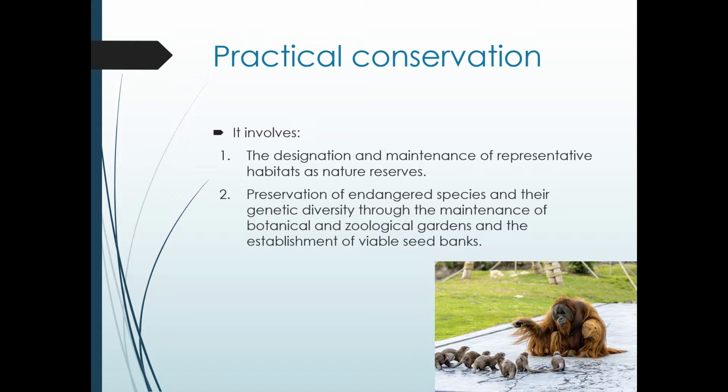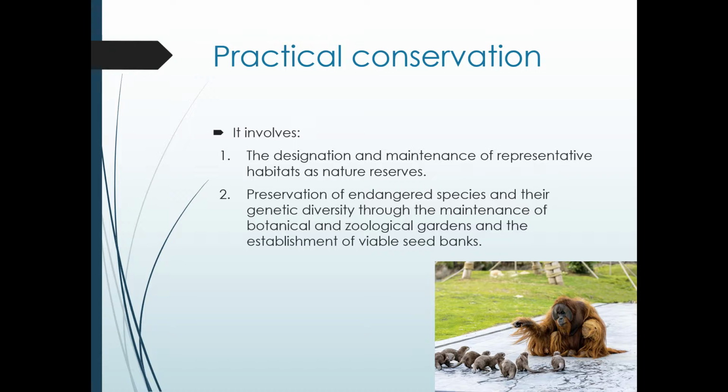We were left at practical conservation. Practical conservation involves two things. First, designation and maintenance of representative habitats as nature reserves. This is usually called in situ conservation. This is when you designate an area of high importance to a species or a couple of species as a nature reserve, which means it is protected. That's how you carry out your conservation. You protect the habitat to protect the species in there.